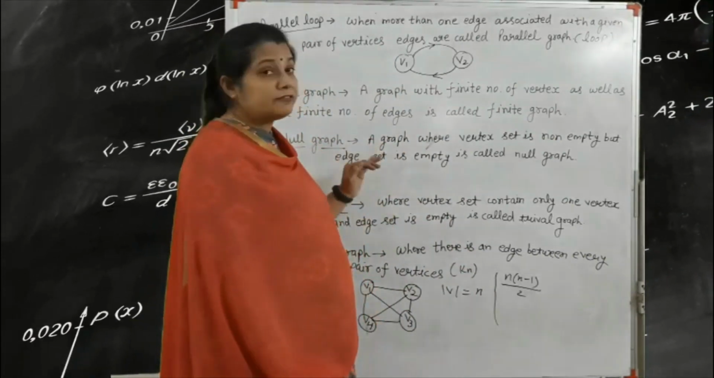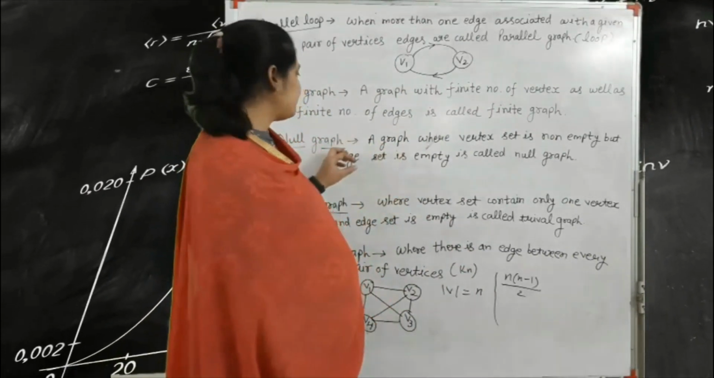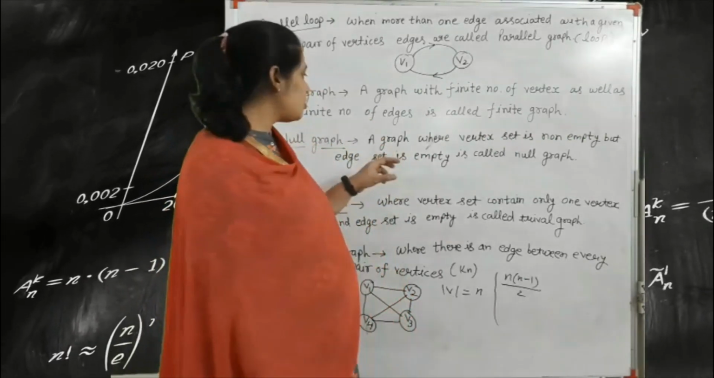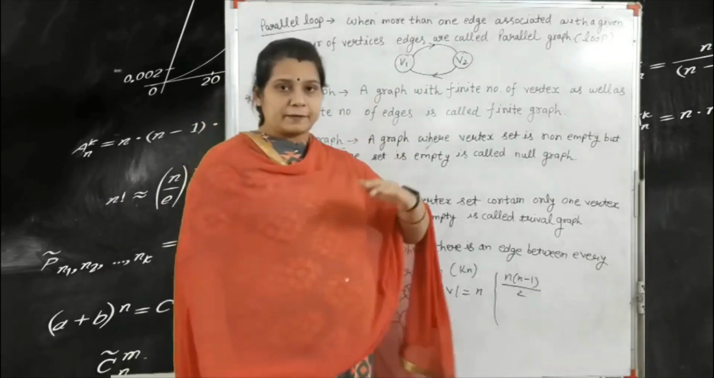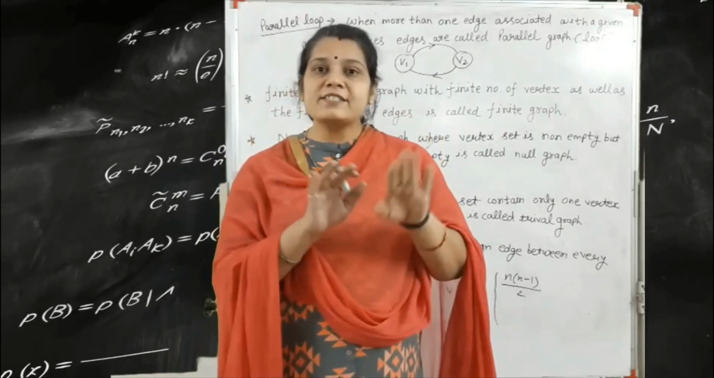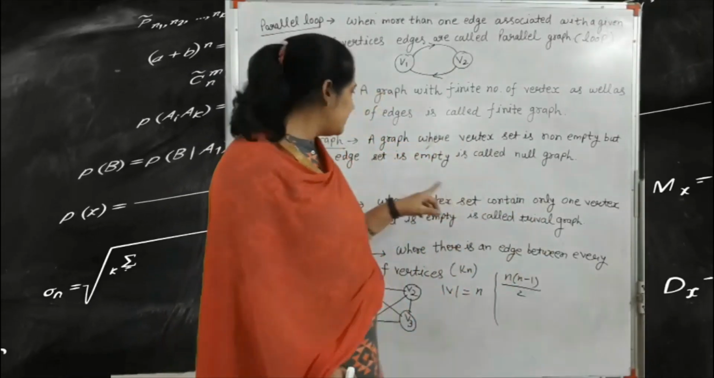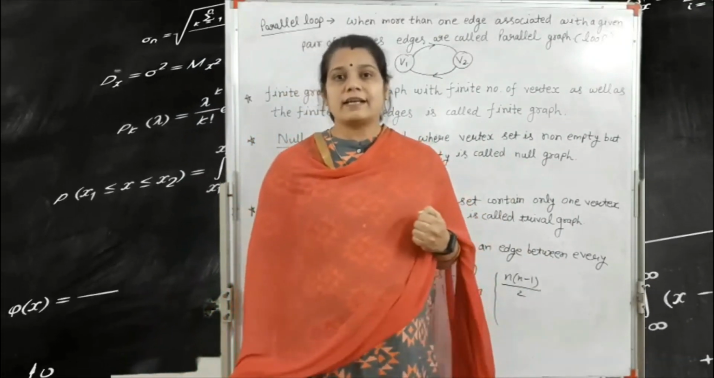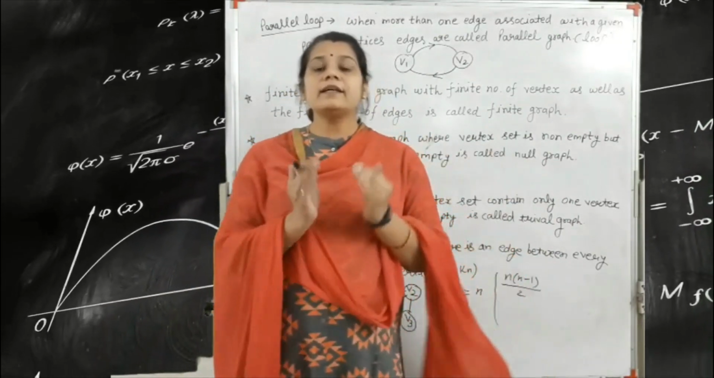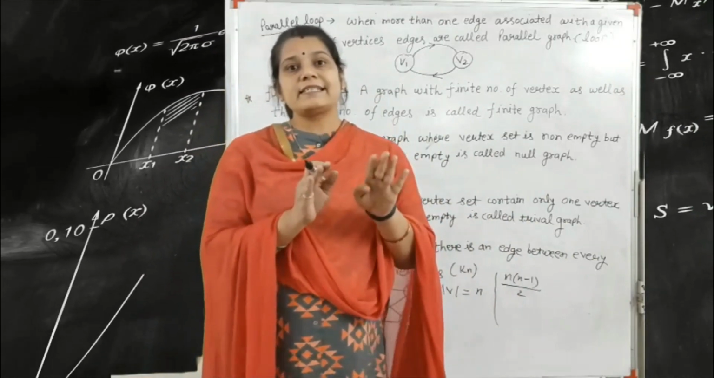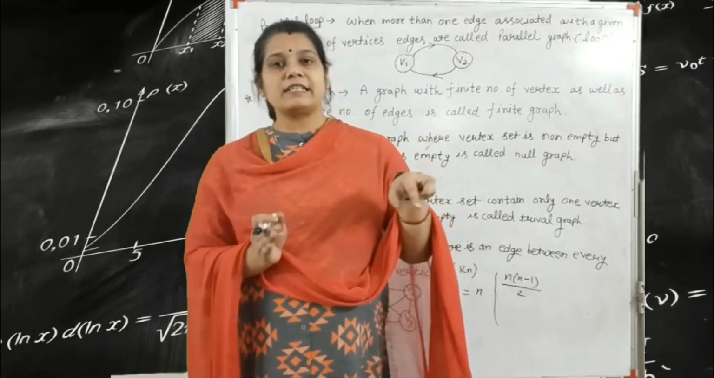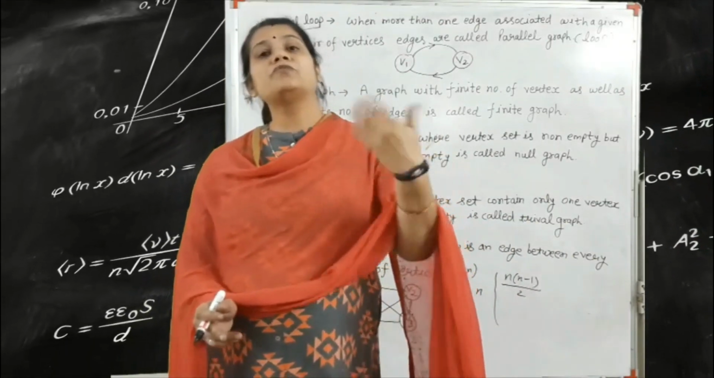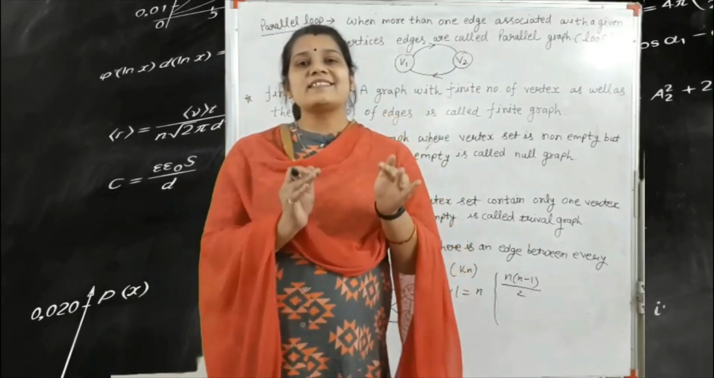So don't be confused here, because the definition of the null graph is very important. A graph where the vertex set is non-empty, but the edge set is empty, is called the null graph. That means in the null graph the vertex set is non-empty: we have V1, V2 up to Vn, but the edge set is empty.